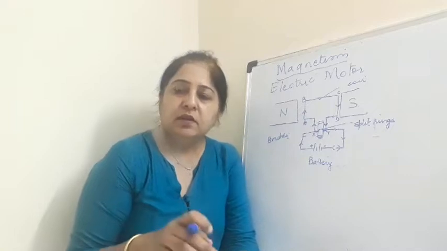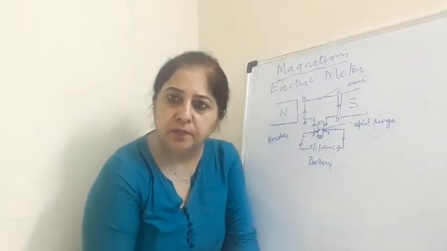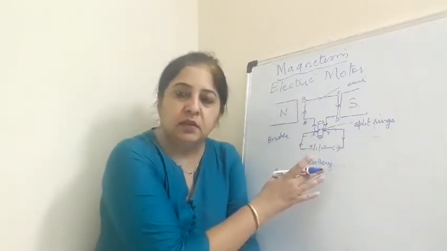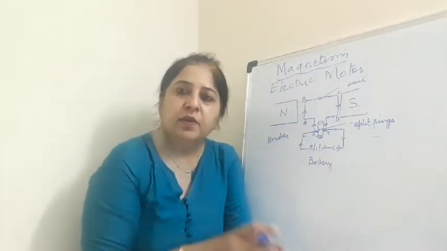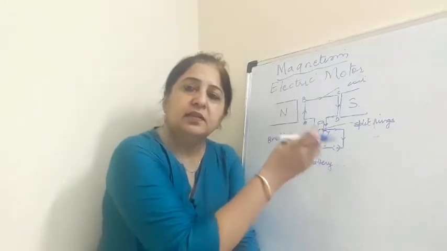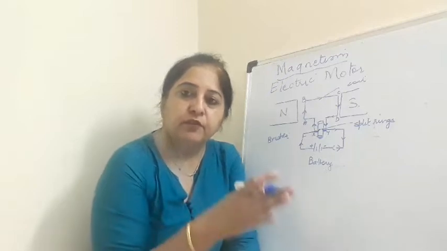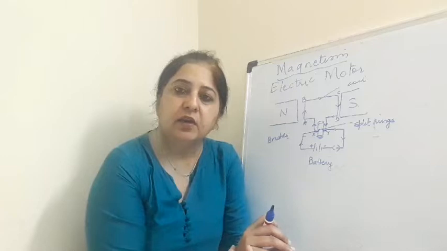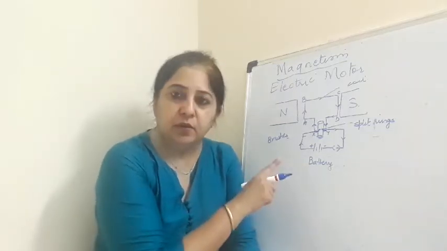An electric motor is a device which converts electrical energy into mechanical energy, right? Then it has various parts which we are going to discuss. What is the working principle? The working principle of an electric motor is that when a current carrying coil or a current carrying conductor is placed in a magnetic field, a force acts on it. The direction of the force can be found by Fleming's left hand rule. The same thing we are going to apply in the electric motor also.